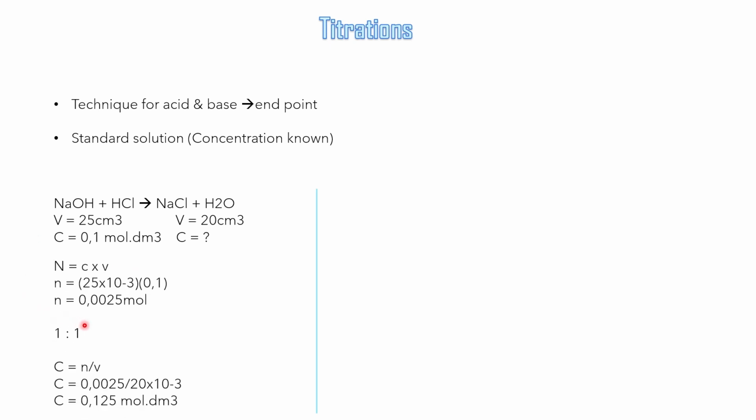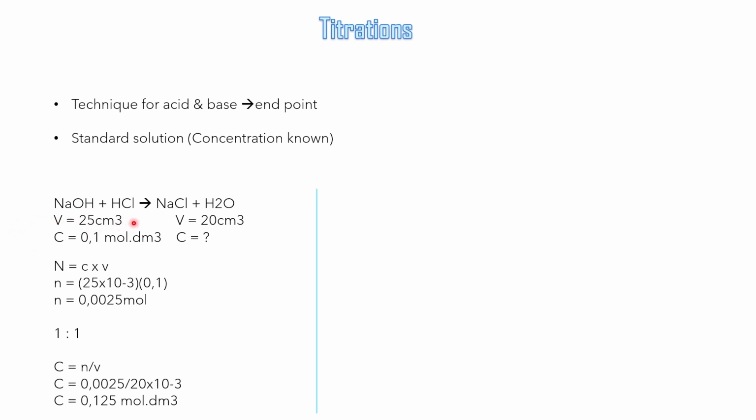When you put in the formula, your number of moles will be 0,0025 moles. 25 times 10 to the -3 because they have given you your volume in centimeters cubed. You need it in decimeters cubed, thus you times by 10 to the -3 or just divide by 1000.